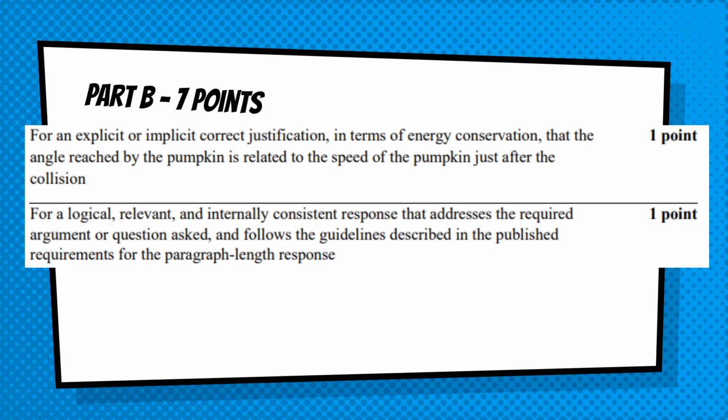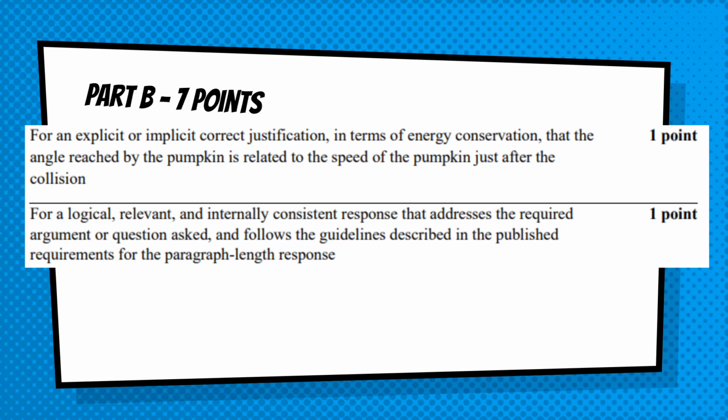The last point, the 7th point, is for a logical, relevant, and internally consistent response that addresses the required argument or question asked and follows the guidelines described in the published requirements for a paragraph length response. This is always one of the points in a paragraph response. It has to be a paragraph. If you wrote bullet points, you're not going to get this point. If you did not write a paragraph, you're not going to get this point.